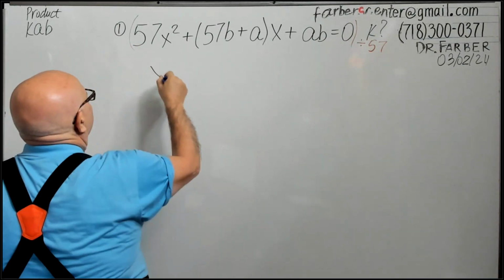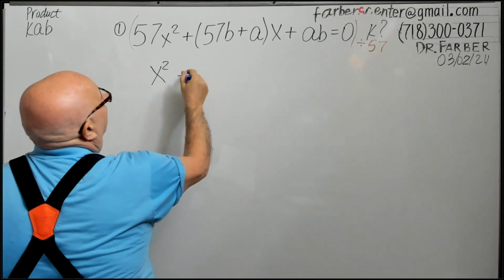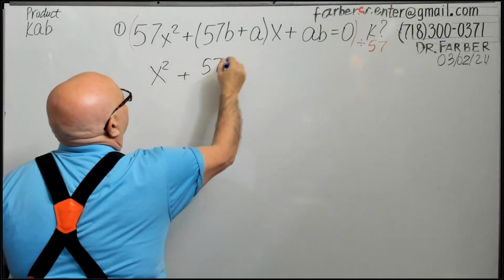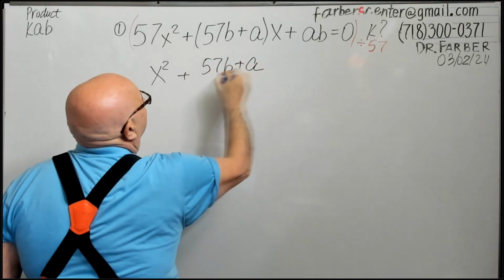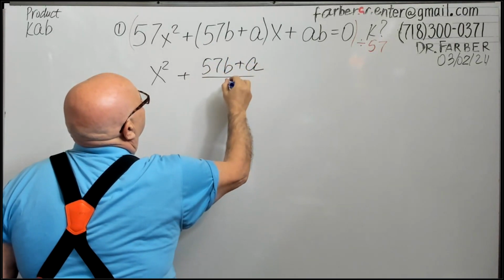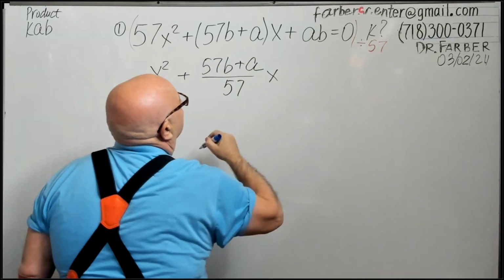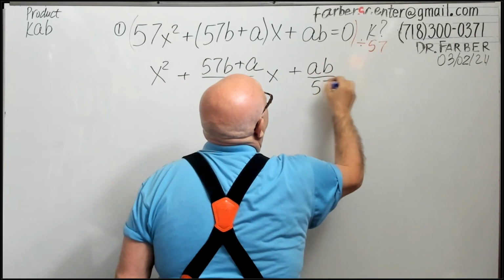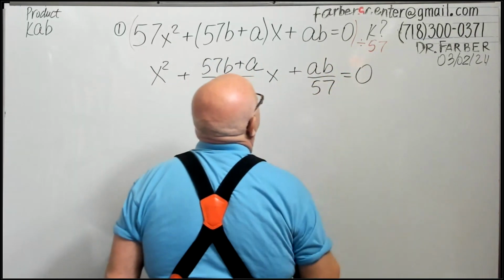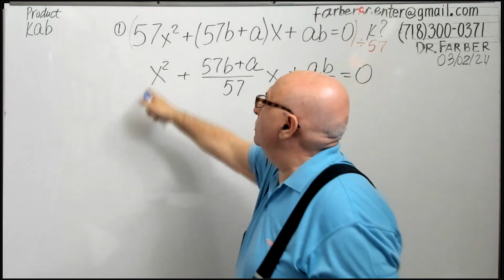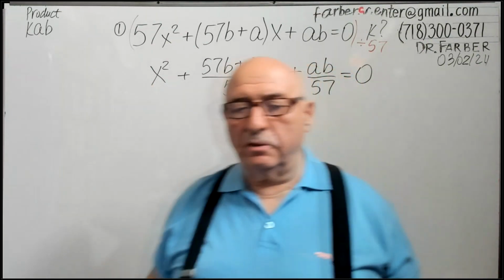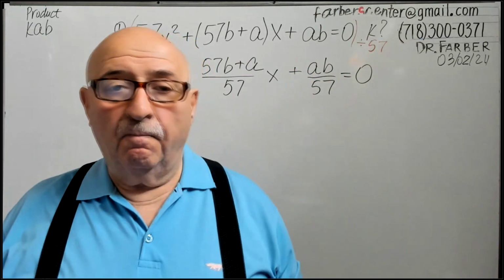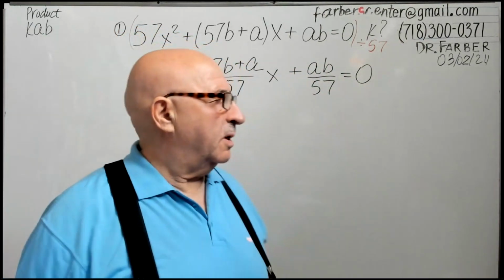What I have: x squared plus (57b plus a over 57) times x plus AB over 57 equals 0. Why? Leading coefficient equals 1. How many seconds does it take? Just divide by 57.